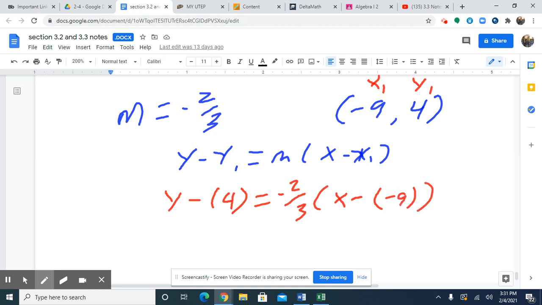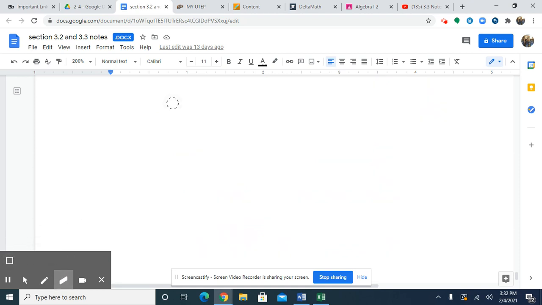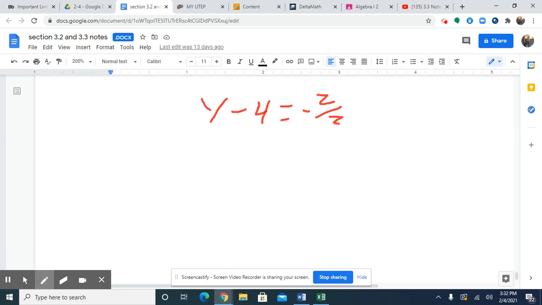So let's go ahead and simplify this. On the left side, y minus 4, you could just write that as y minus 4. And we have negative 2 over 3. And then right here, a negative and a negative is going to turn into a positive, so we have x plus 9. And that's what our equation would look like in the point slope formula. Now, if we take it a step further, and let me just go ahead and rewrite this, we would have y minus 4 is equal to negative 2 over 3, x plus 9.